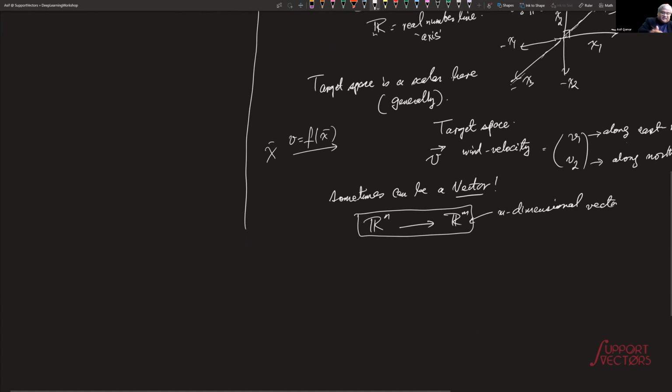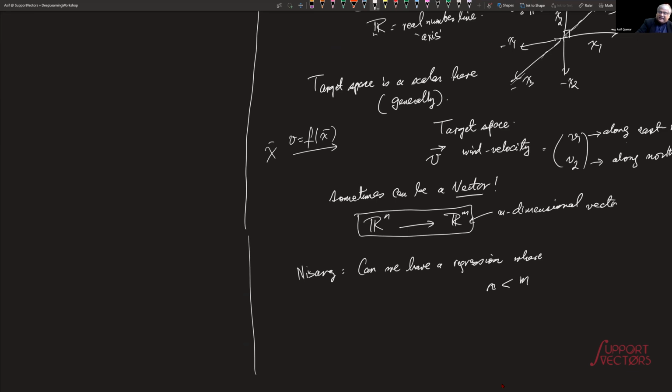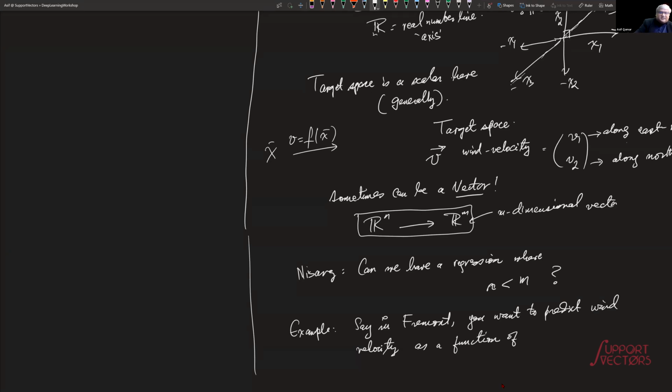And that vector is a function just of height, just of one variable. So in other words, let's write this case since you asked this. Your question is, can we have regression where n is smaller than m? This was the equation. And the example was, say in Fremont, you want to predict wind velocity, not wind speed, but wind velocity, as a function of altitude. And you can think of all sorts of other examples.